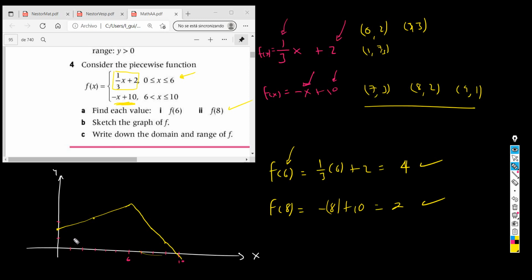Write down the domain and range of f. The domain is from 0 to 10, because that's the part that the graph covers. From 0 to 10, both including, because as you can see, we have greater or equal for 0 and we have less or equal for 10. So both of these numbers are included in the domain of this function.